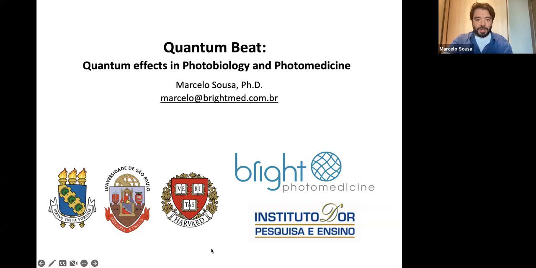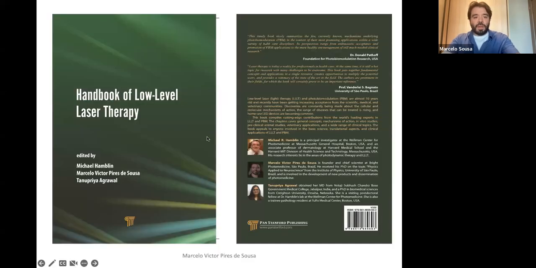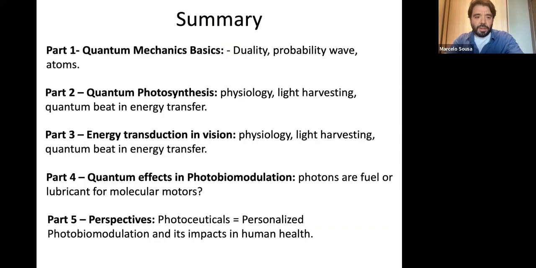And also I'm a researcher at Institute DOR and visiting researcher at University of Ceará. That was the place that I did my bachelor. I also was a co-editor in that book, the Handbook of Low-Level Laser Therapy. That is one of the important books in photobiomodulation, that is the use of light to interact with cells and change the way to modulate those cells, and basically use that for therapy, majorly pain, inflammatory, and regenerative medicine.